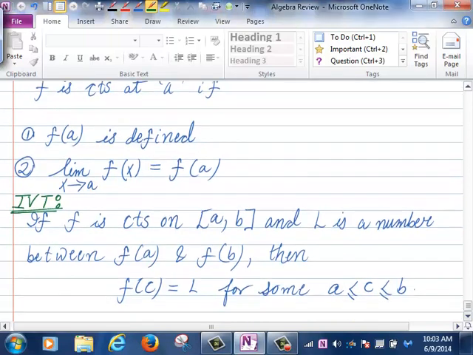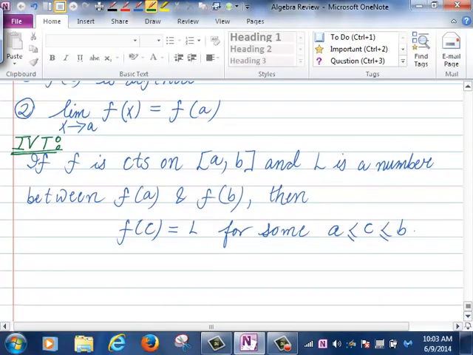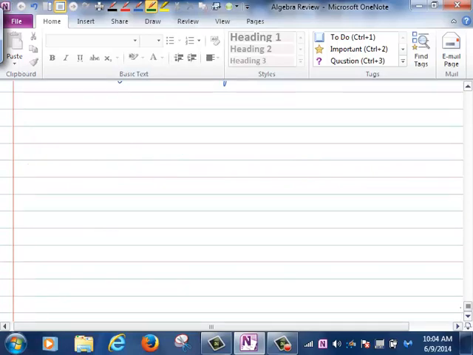We also looked at the intermediate value theorem, which says that if f is continuous on a closed bounded interval from A to B, and L is any number between f of A and f of B, then f of C is L for some C between A and B. That means that if f takes a value at A and at B, then any value in between is taken by the function as well. So what I want to do is go over a few more examples on this, just to practice a little bit more.